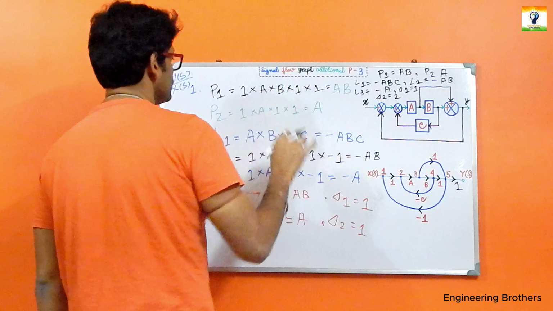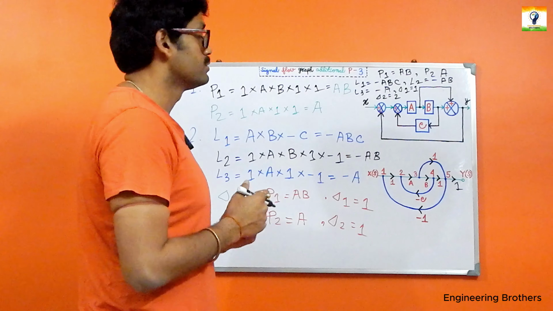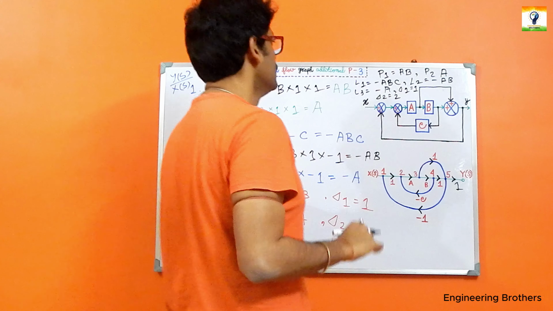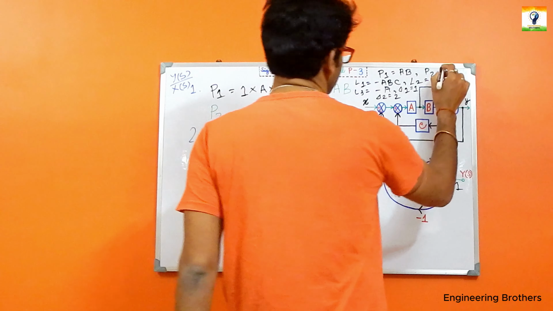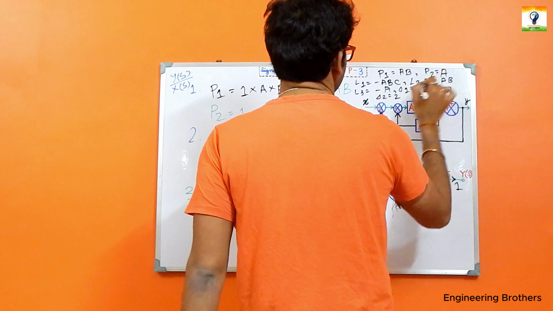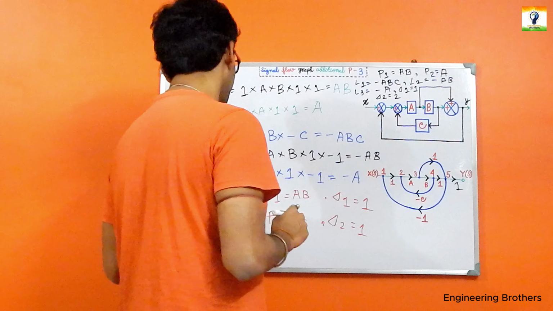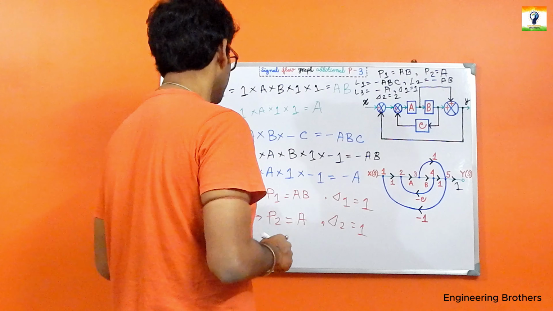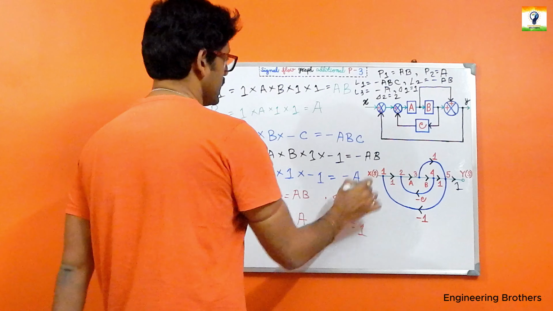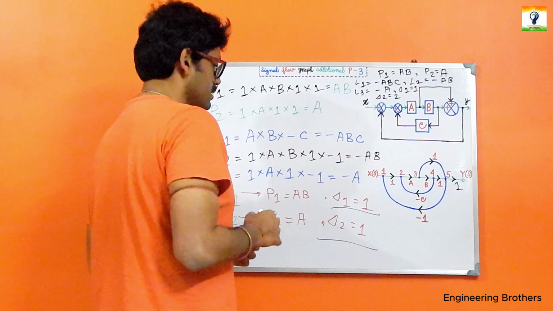Now, looking at the given forward paths, I have enlisted those crucial values. The forward path gain P1 is AB, and P2 is A. The first loop is minus ABC, the second loop is minus AB, the third loop is minus A, and the values for delta 1 and delta 2 are both 1.